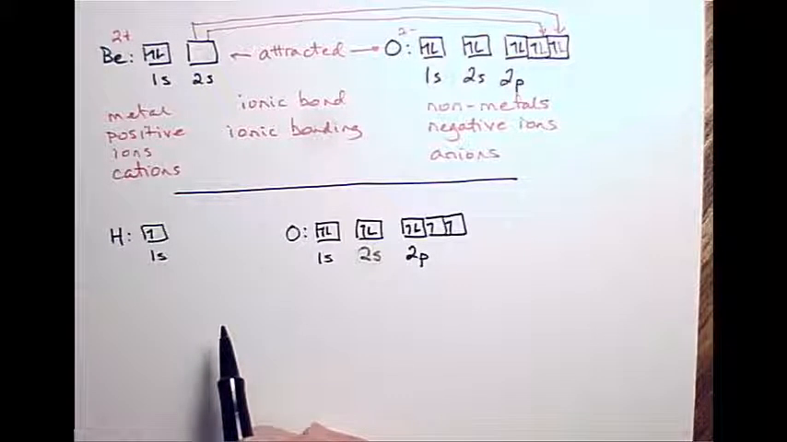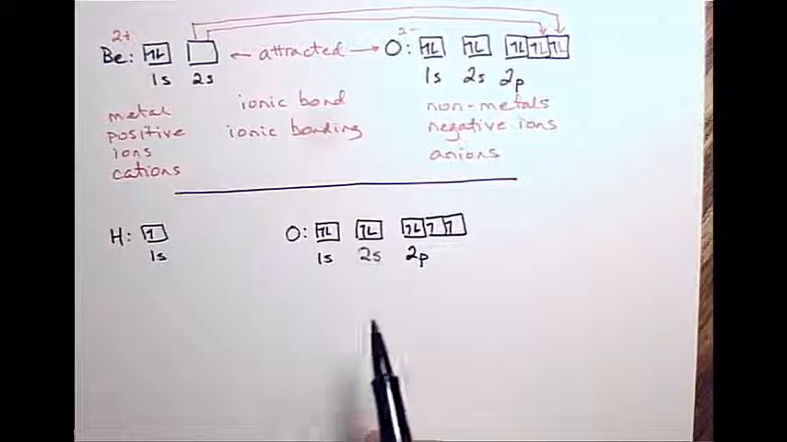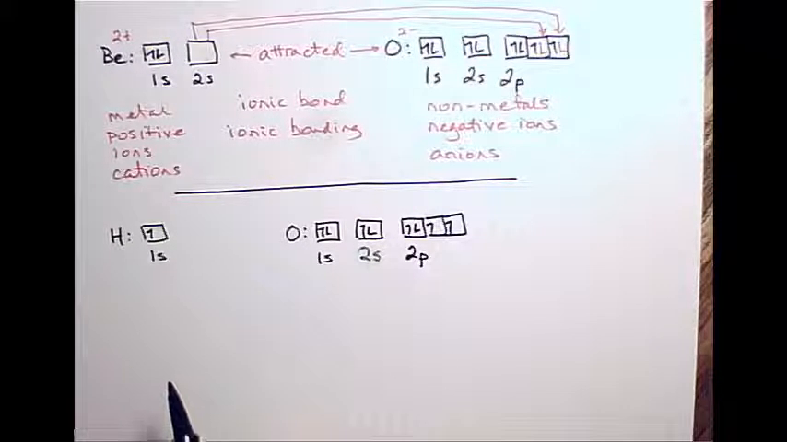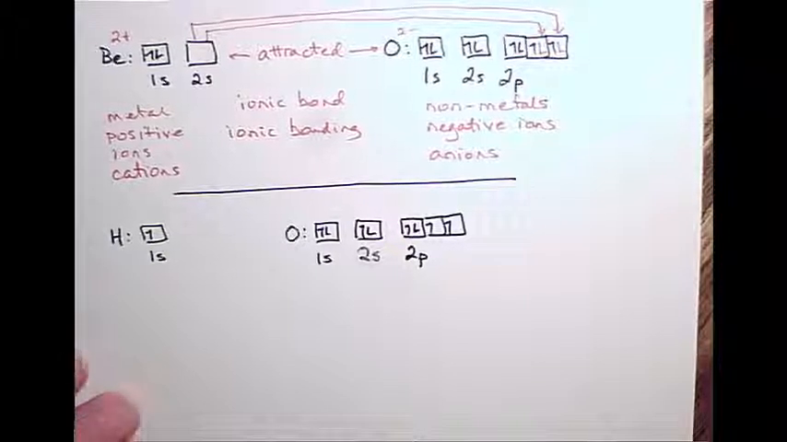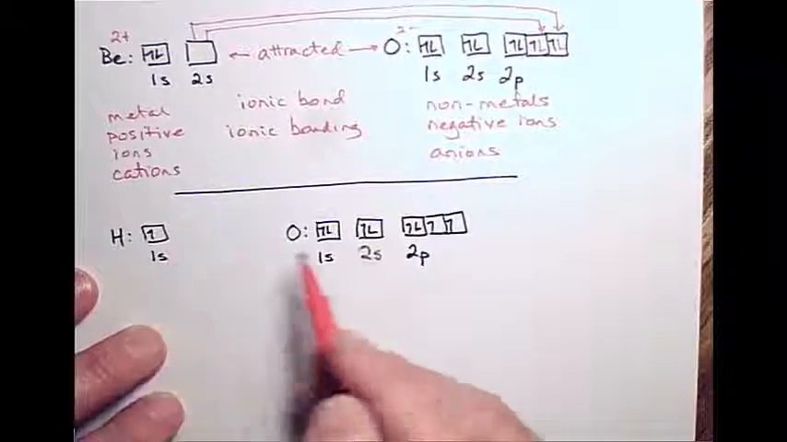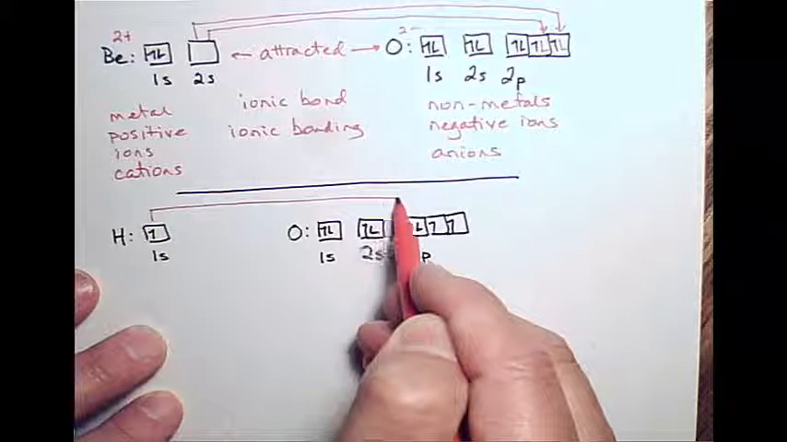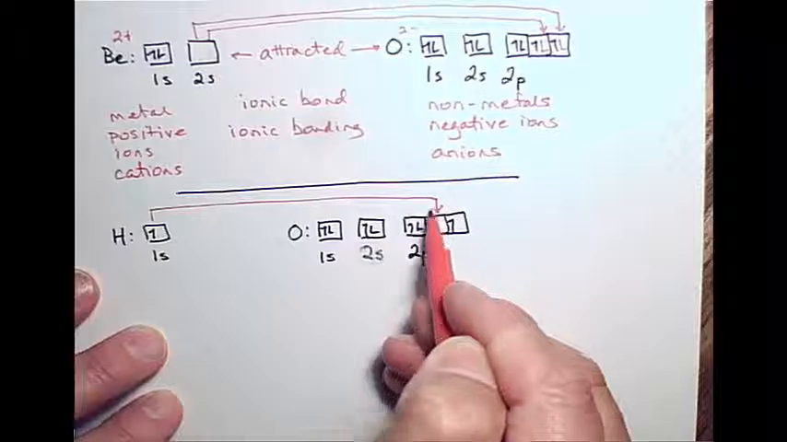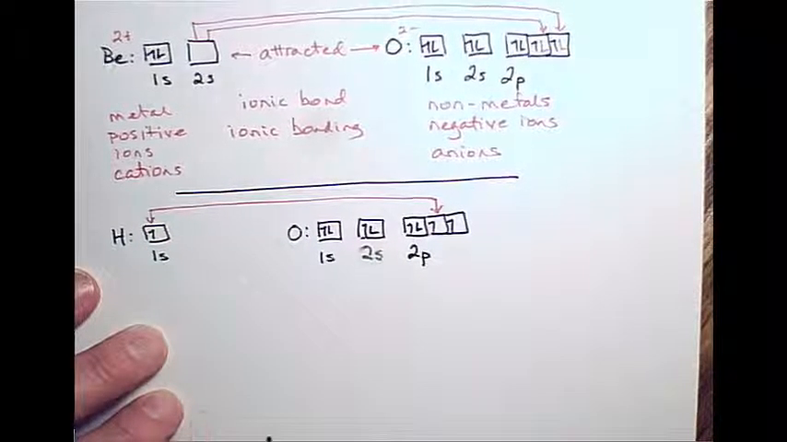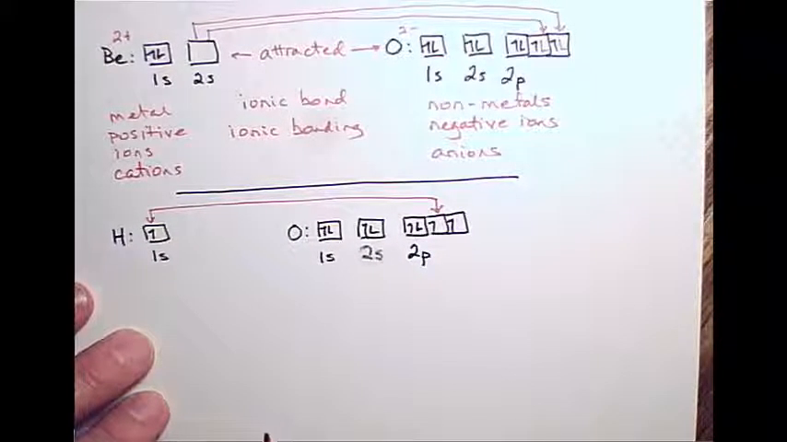Nonmetals do not give up electrons to other nonmetals. They don't gain electrons from other nonmetals. They share electrons. And so hydrogen will want to share an electron with oxygen, giving the hydrogen 2 electrons, and giving this oxygen now 7.